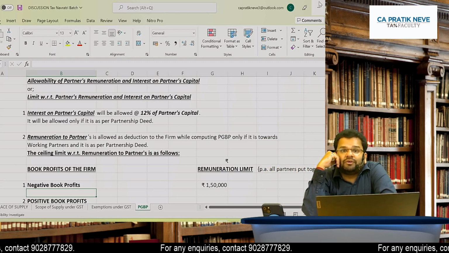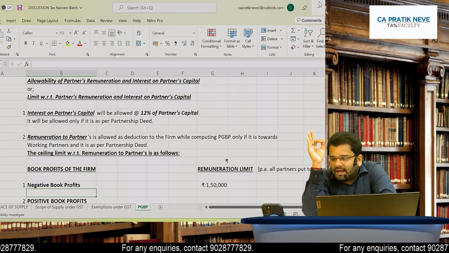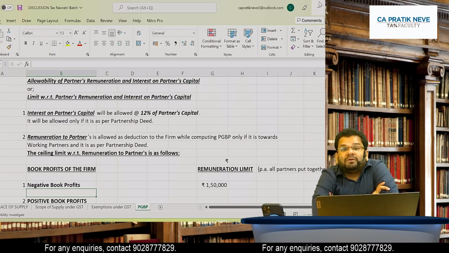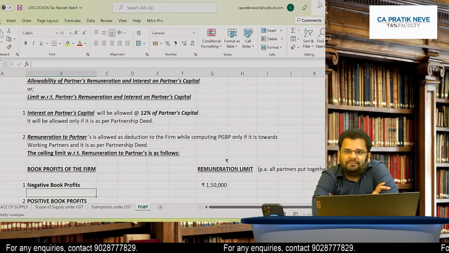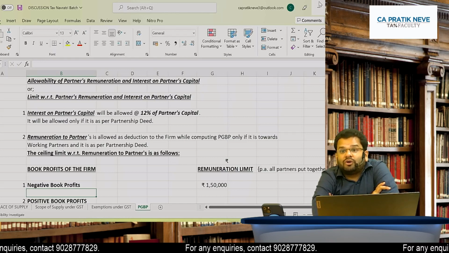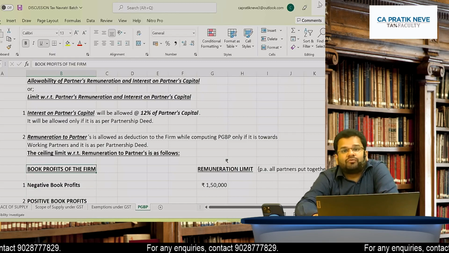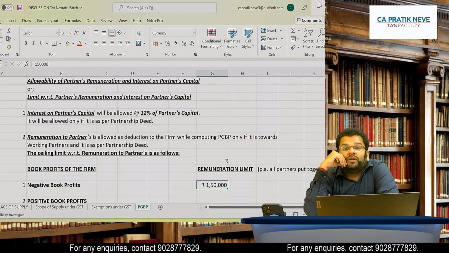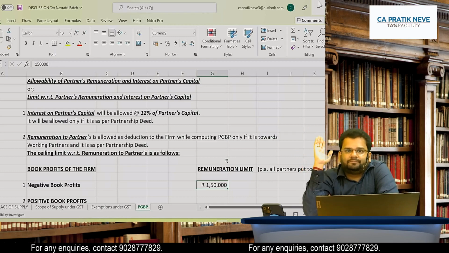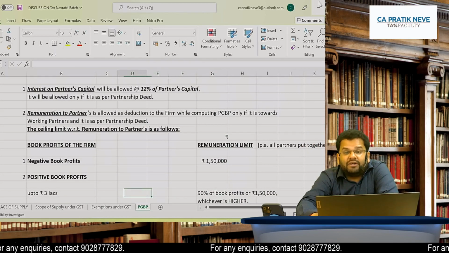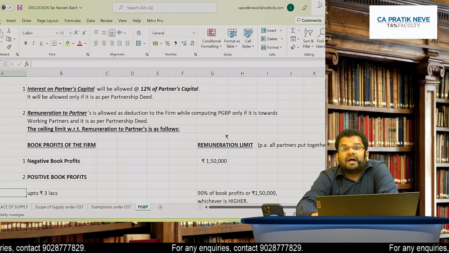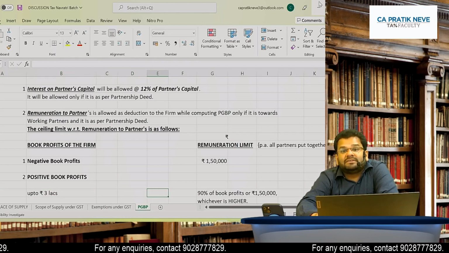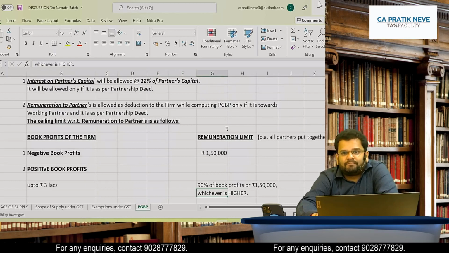So basically, what is book profit? Book profit is as good as PGBP, but before allowing partners' remuneration. So you have to calculate that book profit. If there is a loss, all partners together will still be allowed 1.5 lakhs per annum. If it is positive and up to 3 lakh rupees, then allowed will be 90% of book profits or 1.5 lakhs, whichever is higher. Agreed, all of you?